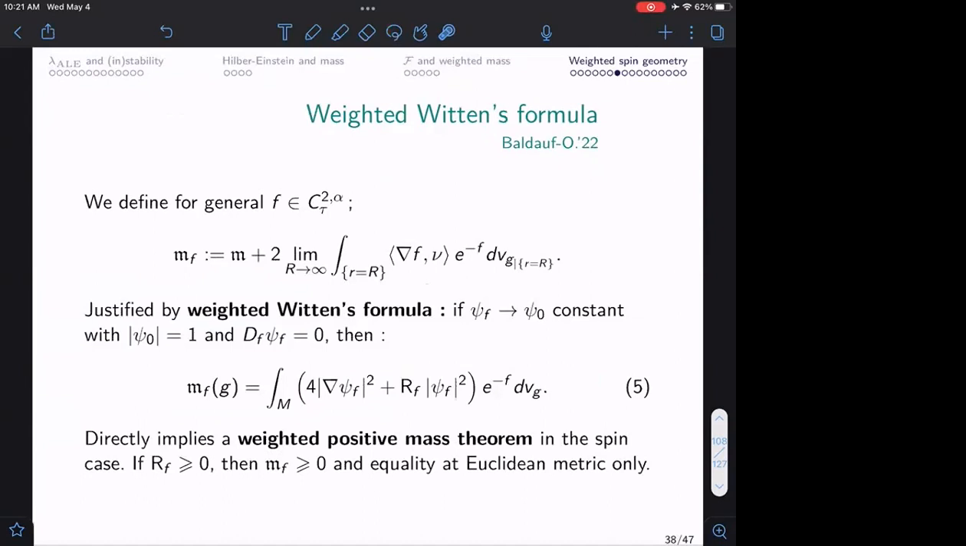Just because, well, if this is non-negative, as usual, we can prove the existence of a spinor satisfying this, and we can prove that this is always non-negative whenever the weighted scalar curvature is non-negative. And the equality in the asymptotically Euclidean case is a Euclidean metric only. And in the ALE case, it will be special holonomy metrics.